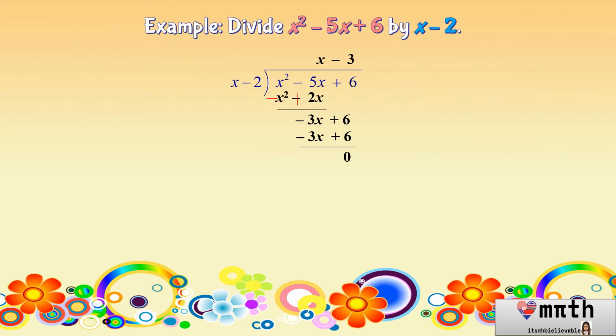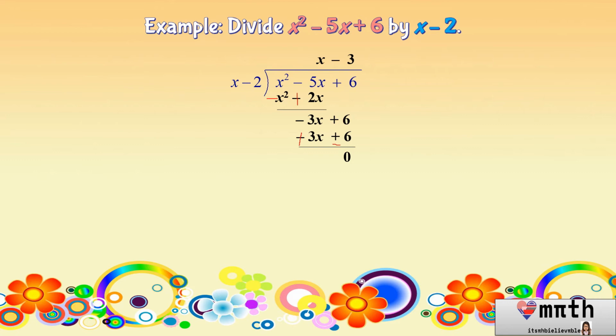Then we're going to subtract. As we subtract, we're going to change the sign. So since this is negative 3x, that would be positive 3x. And since this is positive 6, this will be negative 6. Negative 3x plus 3x, that is 0. 6 minus 6, that is 0.